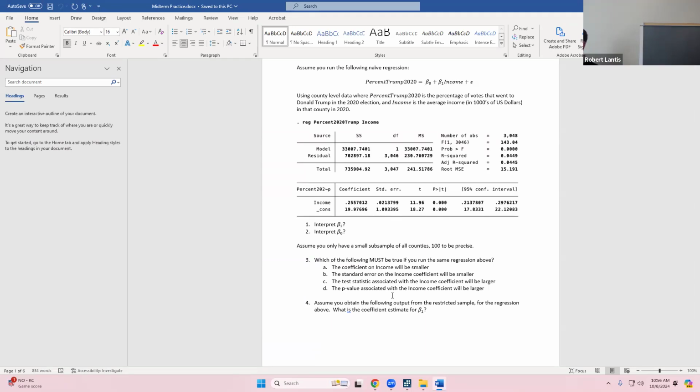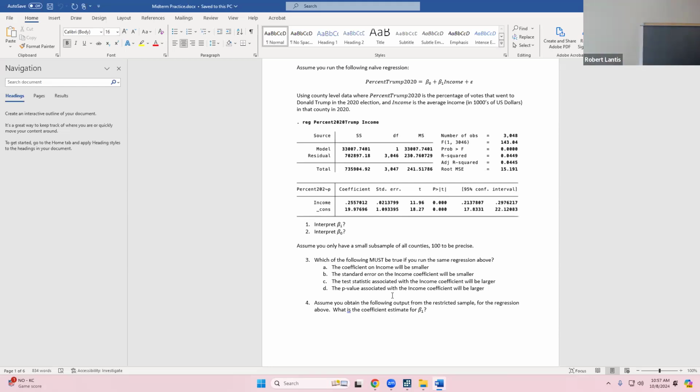So if I have a smaller sample size, I'm dividing by a smaller number, so this will go up. If my standard error is higher, what's happening to my test statistic? If I have a lower test statistic, my p-value is higher, and I'm less likely to reject the null. So which of the following are going to be true if we only had a sample size of 100?